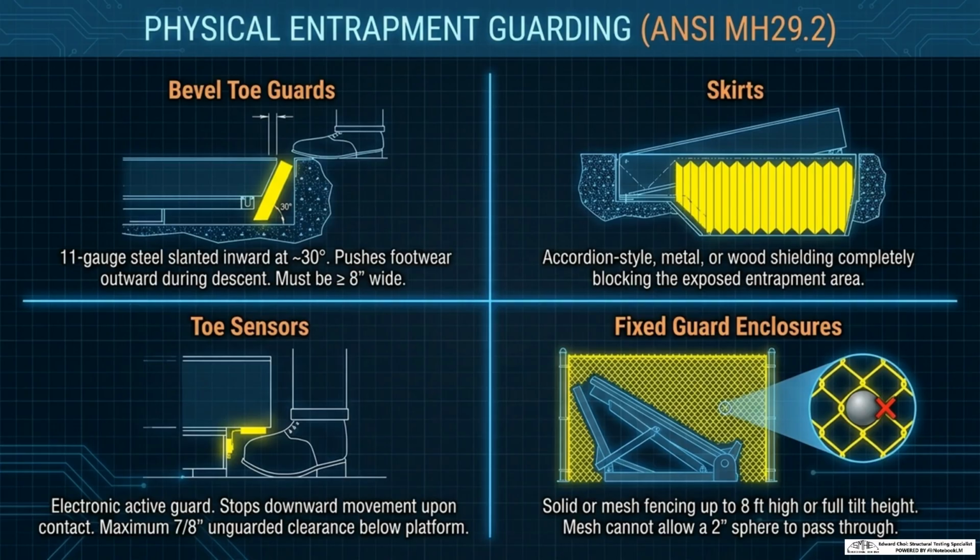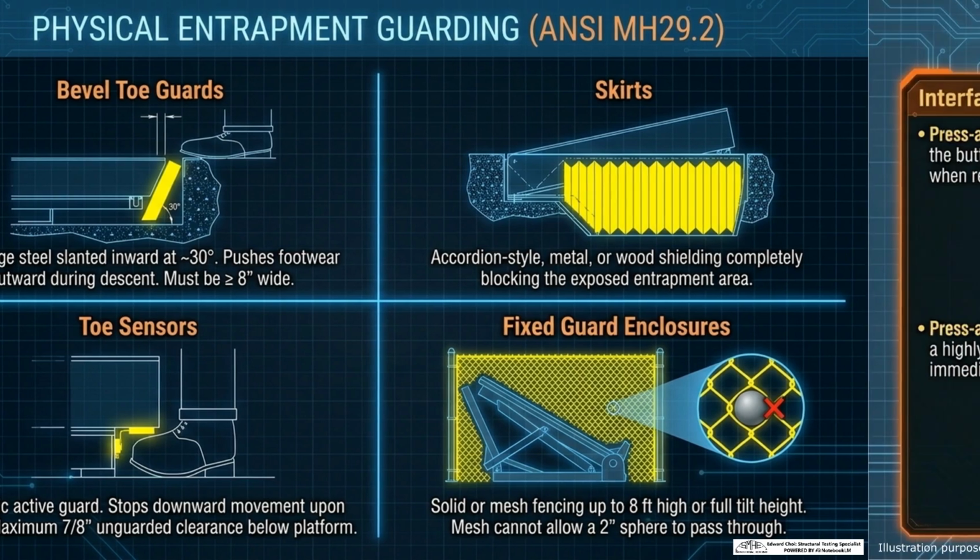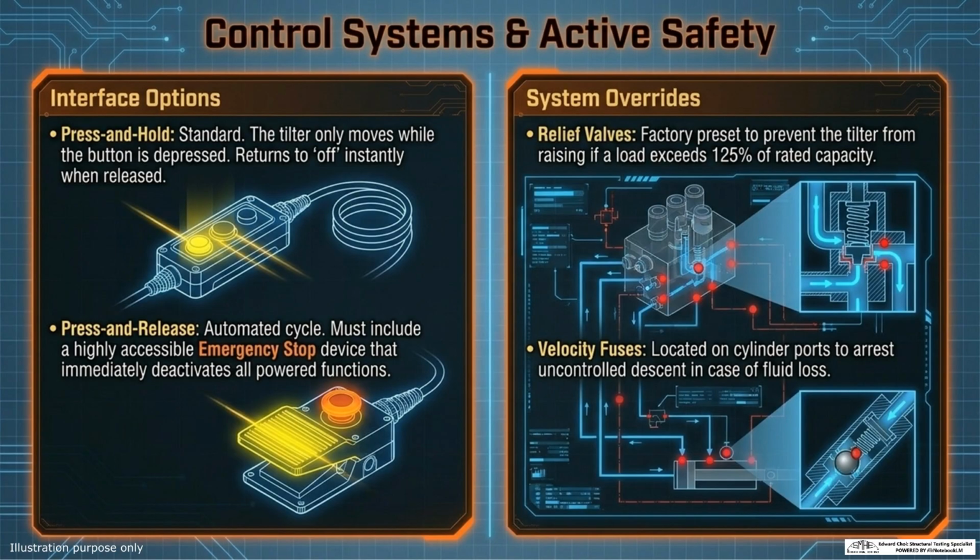Each method has trade-offs. The right choice depends on your operation, your workflow, and your risk profile. Control interface design is where human behavior meets machine safety. And the standard has specific expectations. Press and hold controls are the baseline. The machine moves only while the operator maintains pressure and returns to the off state the moment it's released. Simple. Effective. Press and release enables automated cycles, but this introduces greater risk if something enters the hazard zone mid-cycle.